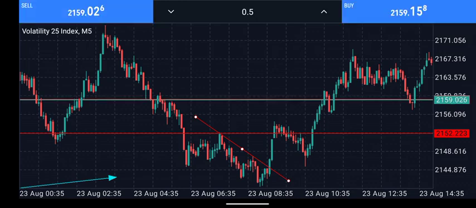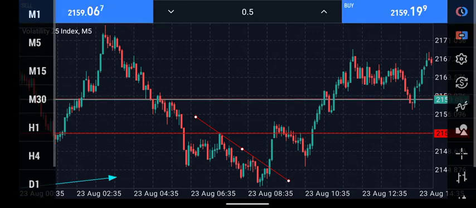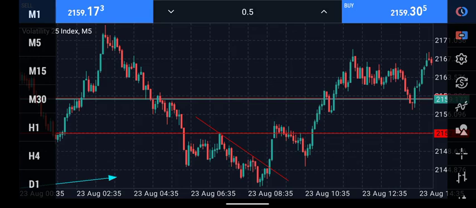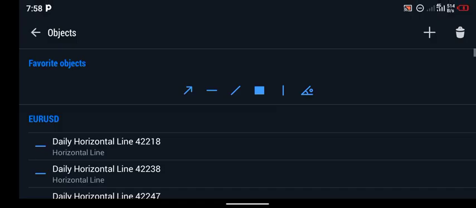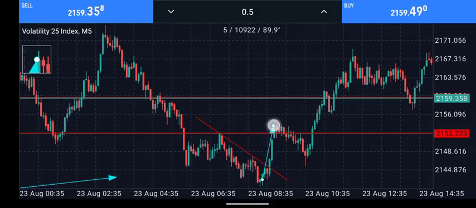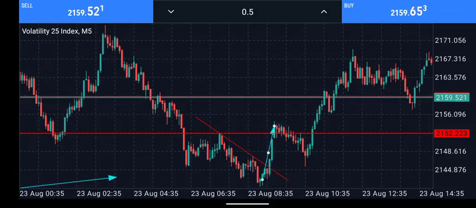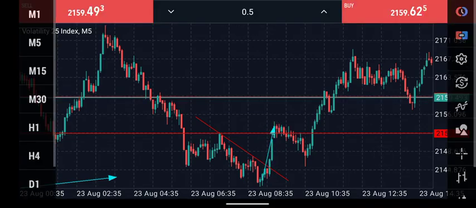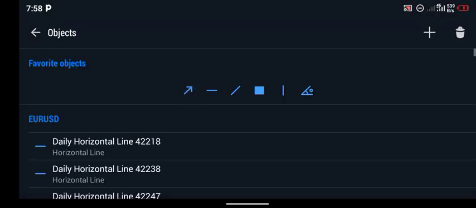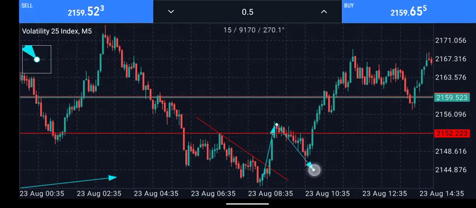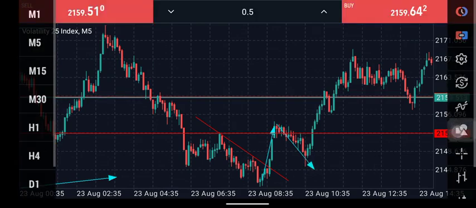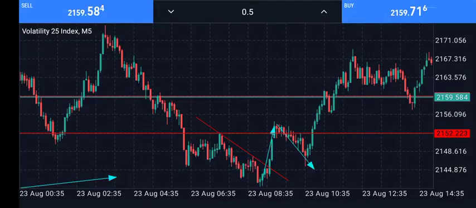So what am I looking for now? I'm looking for when the market breaks this trend line. You see now the market has already broken the trend line. Then what am I looking for? I'm looking for a pullback. See, the market actually pulled back. Now at the verge of the pullback, I'm going to draw my straight line, which is this one.